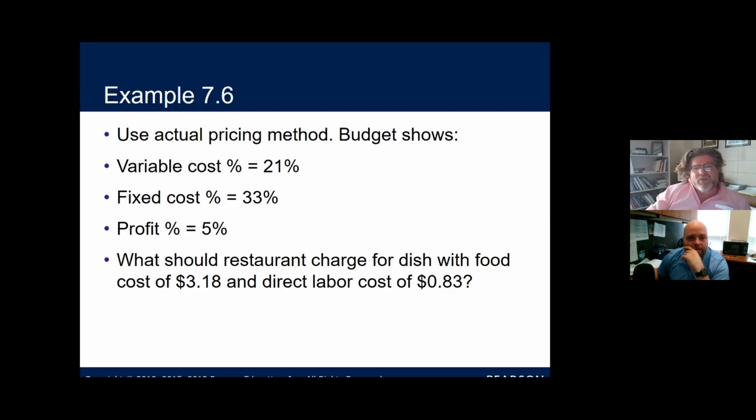So how this works, again: variable cost 21%, our fixed costs are at 33%, and we're looking for a 5% profit. What should we charge for a dish that costs $3.18 and has labor of 83 cents? Well, the $3.18 food cost plus the labor of 83 cents, you add them together, you get your prime cost.